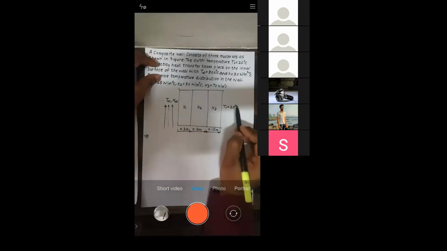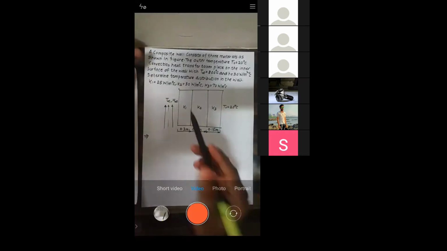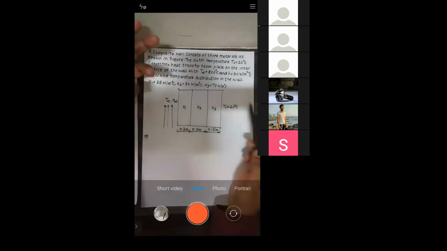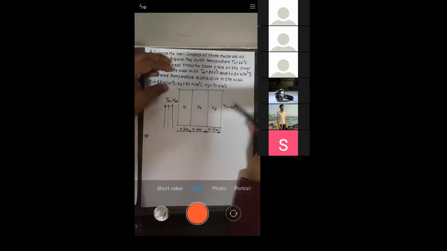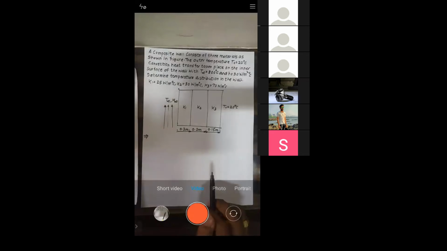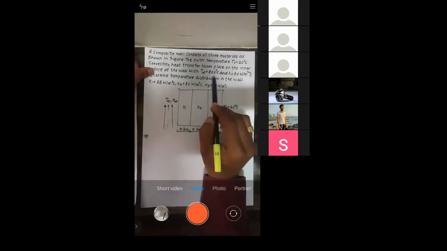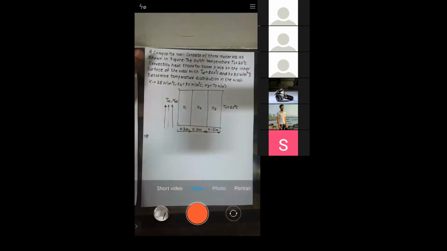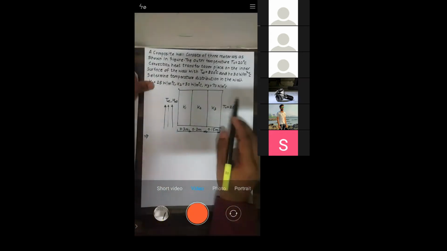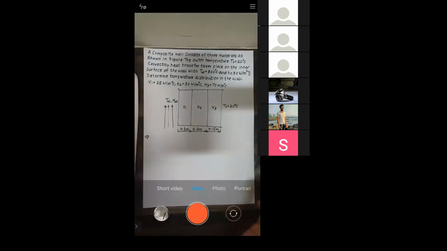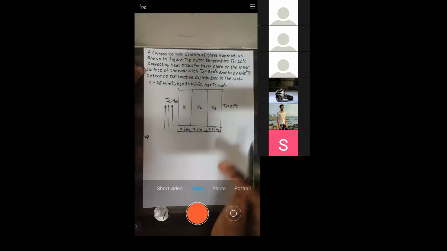Why? Because there is again no heat transfer coefficient. See, whenever there is a heat transfer coefficient, there is convection. But on the right hand side, there is no heat transfer coefficient, so heat transfer will not take place there. Getting or not? Why do I need to take convection on the left hand side? Because they have mentioned the heat transfer coefficient on the left hand side. On the right hand side, they haven't mentioned it, right? So there will not be heat transfer by convection on the right hand side.